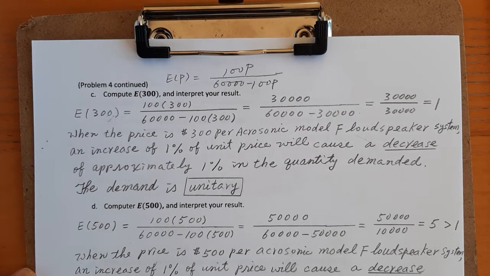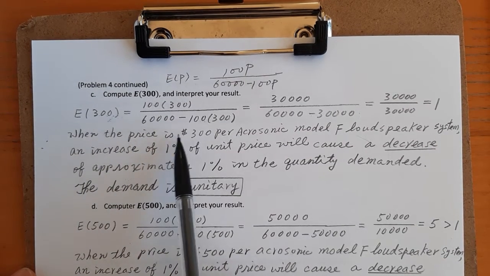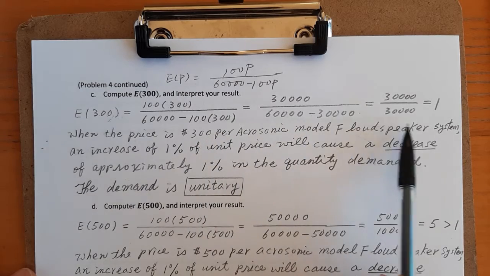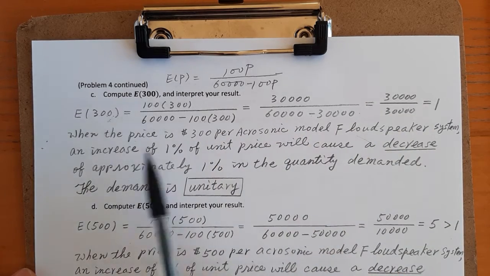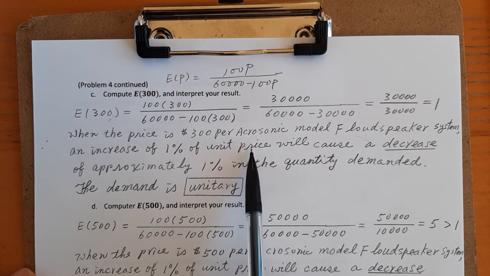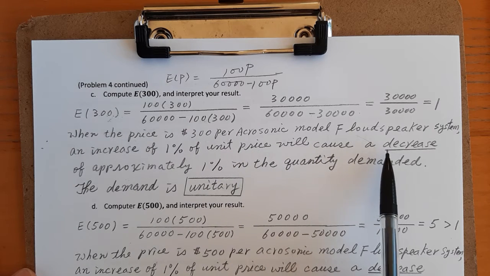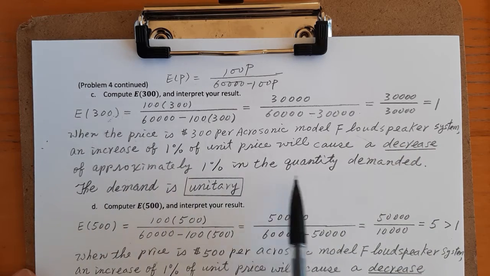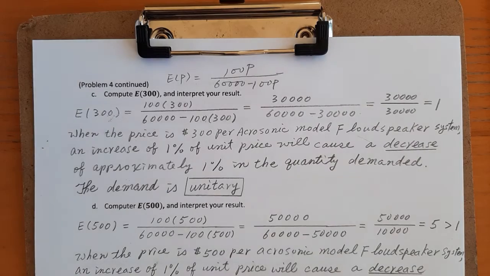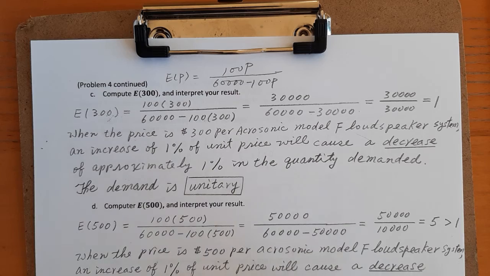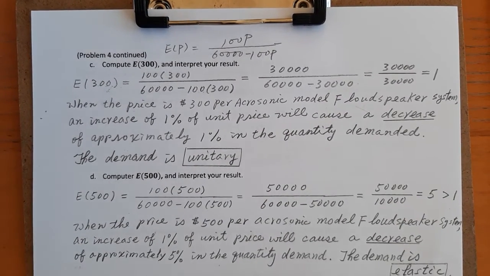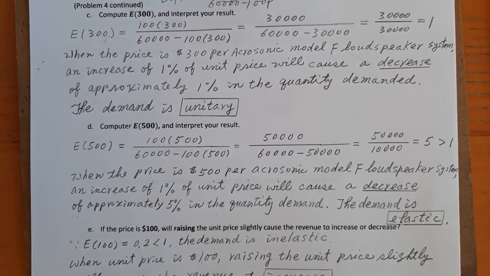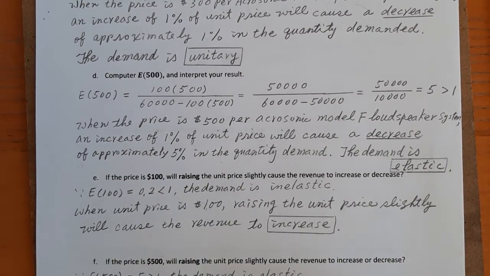And what this means: when the price is $300 per speaker system, an increase of 1% of unit price will cause a decrease of approximately 1% in the quantity demanded. It's equal, and this demand is unitary. They are equal percentages of increase and decrease. Then next one.